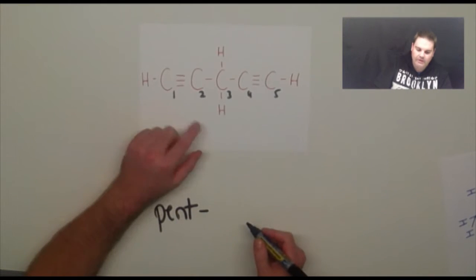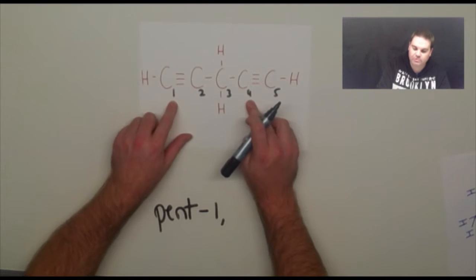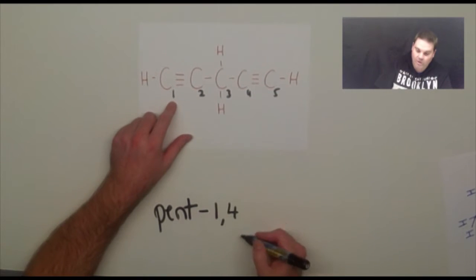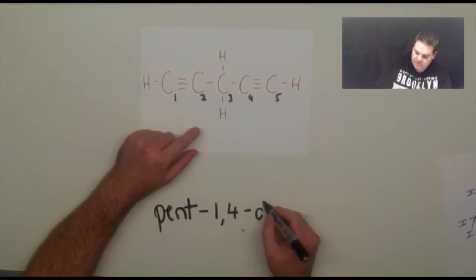Okay, now the triple bond starts on the first carbon, but it also has a triple bond starting on the fourth carbon, so it's 1,4. Okay, and then because there's 2 of them, it's diene.